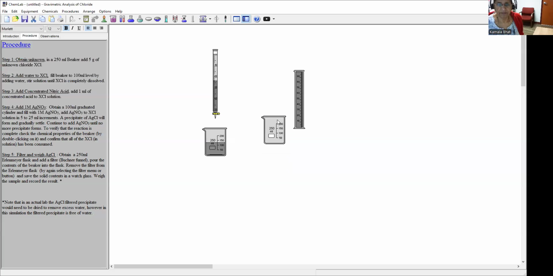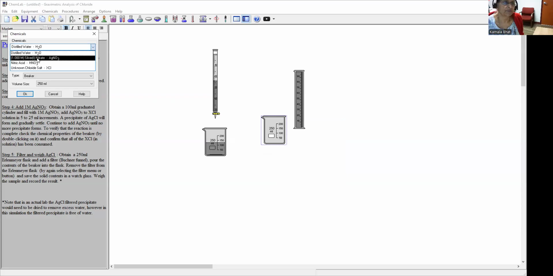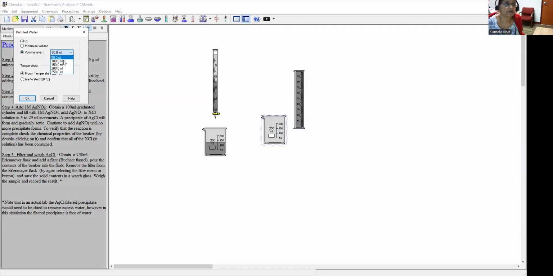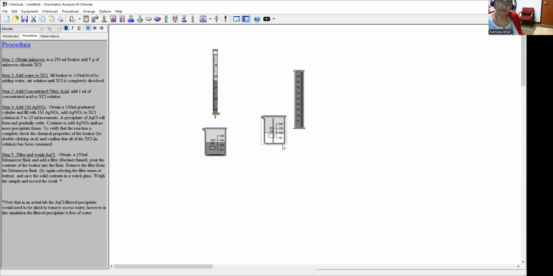So here is a beaker. I'm going to add my unknown salt. So whichever you find convenient, do that. And then we have to add water, 100 mLs. I'm going to add the 100 mLs. Then we stir it. Then we add the acid.